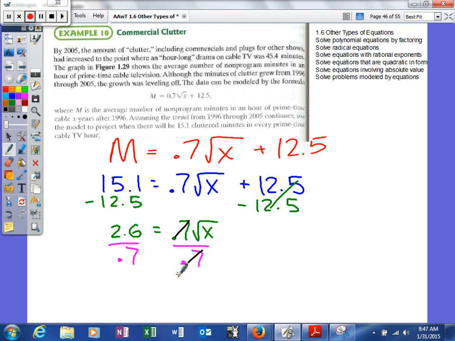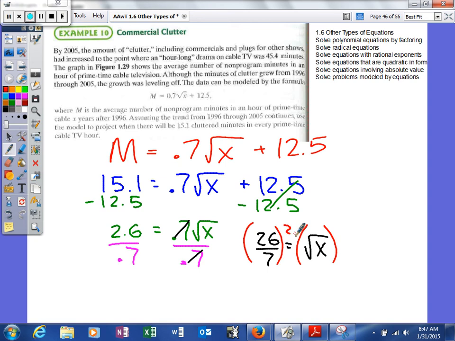We're going to go ahead and simplify this. I'm really going to say it's just going to be 26 over 7, by multiplying the top and the bottom by 10, is equal to the square root of x. So what I'll do is I'll go ahead and square both sides. Let me use a different color.